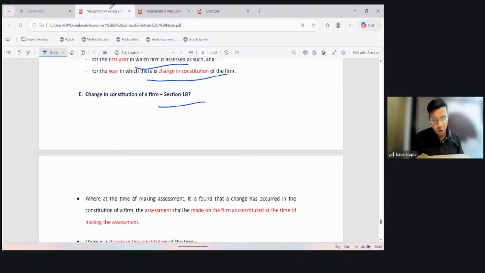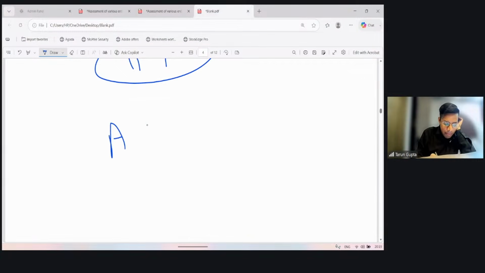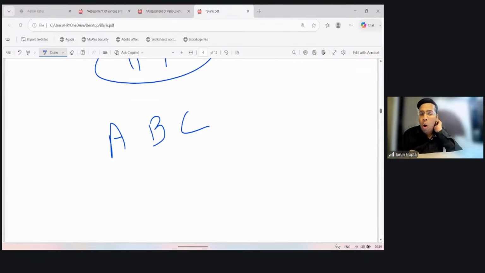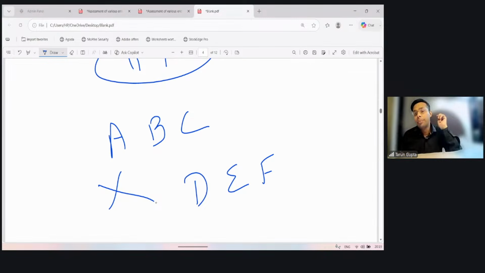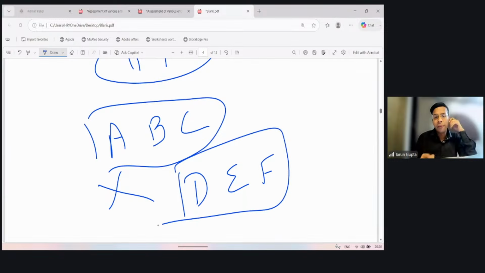Now, what do you mean by changing constitution? Don't look at the notes, just think. Changing constitution means some partners are going, some are coming. But there is some partner who was there earlier also and now also. If there's a firm of A, B, C, three partners, all the three have resigned and D, E, F have joined, this is not a changing constitution of the firm. This is the succession of the firm. ABC has sold their firm to DEF.